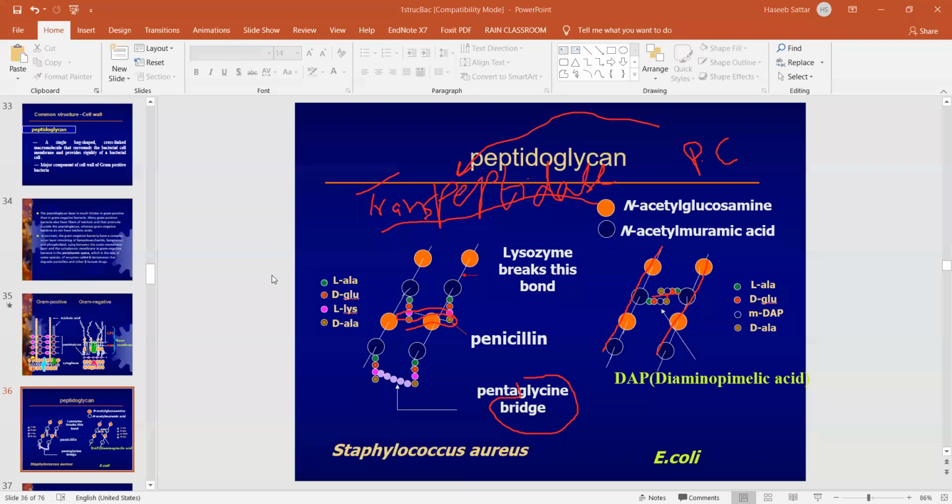Okay? Because the cell wall gives strength to the bacterial cell. There is another natural enzyme that is called lysozyme. Lysozyme is an enzyme which is naturally present in human tears, the mucus and the saliva.